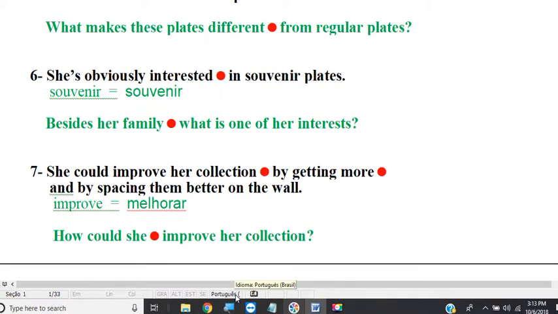Line 6. She's obviously interested in souvenir plates. Question. Besides her family, what is one of her interests? Well, she's obviously interested in souvenir plates.